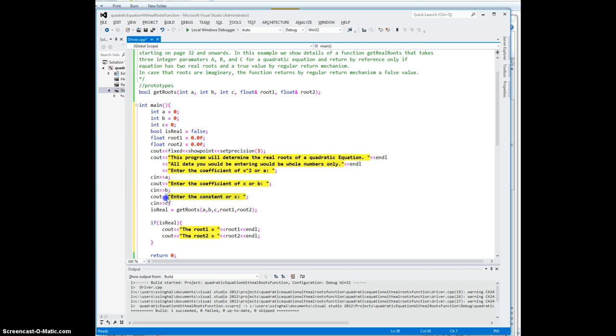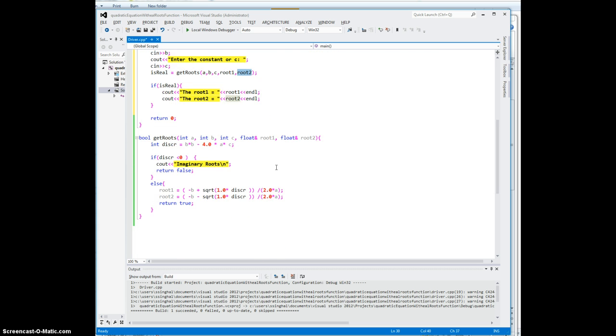And once I have that a, b, and c from the user, then I just call the getRoots function and pass it a, b, c, and root 1 and root 2, which the function will determine and return by reference, meaning it's just going to copy the values here. Since we are passing by reference, these values will be changed.